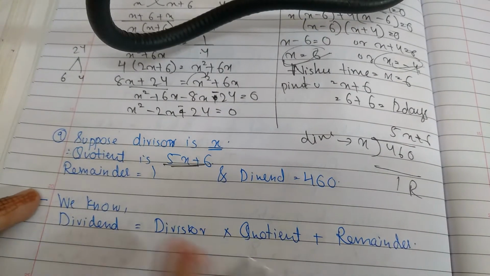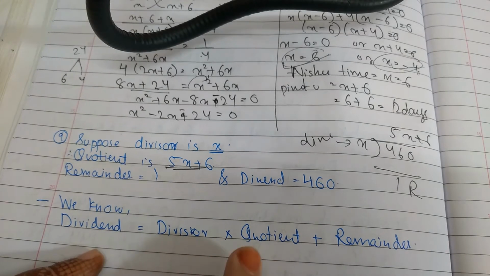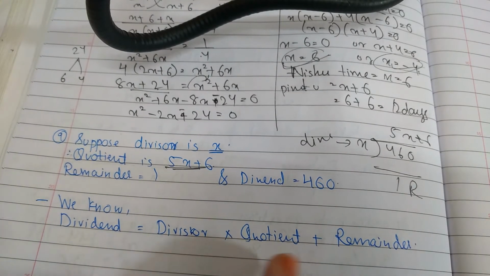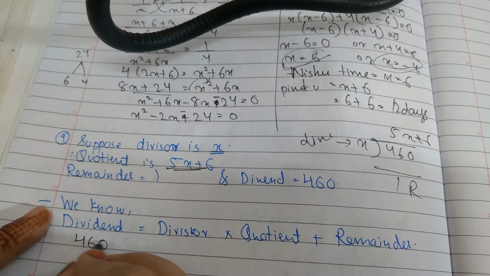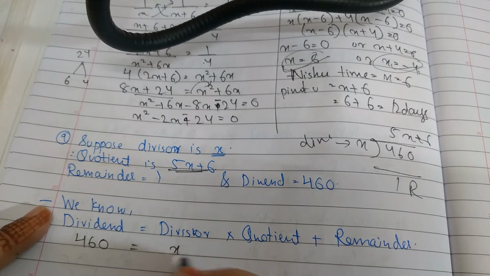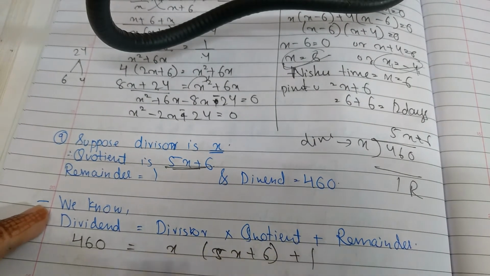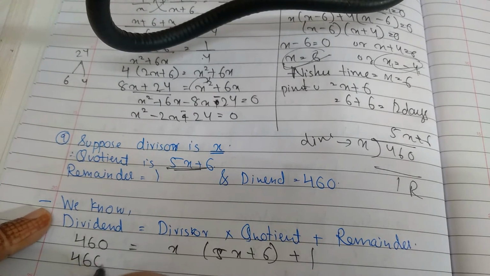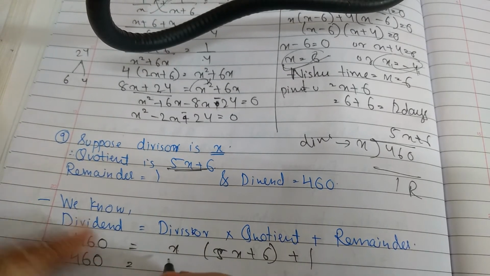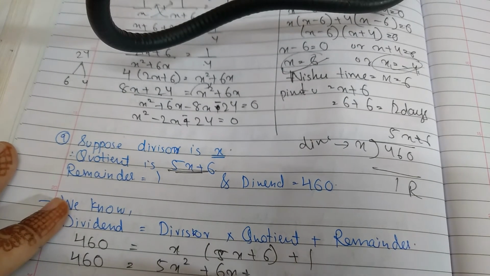Alright, now here we know that this is a format, that dividend is equal to divisor multiplied by quotient plus remainder. So we will write all the data. Dividend is given as 460 and divisor is x, quotient is 5x plus 6 and remainder is 1. So let's form our quadratic equation. So this becomes 460 is equal to x multiplied by 5x plus 6, plus 1, that is 5x square plus 6x plus 1.